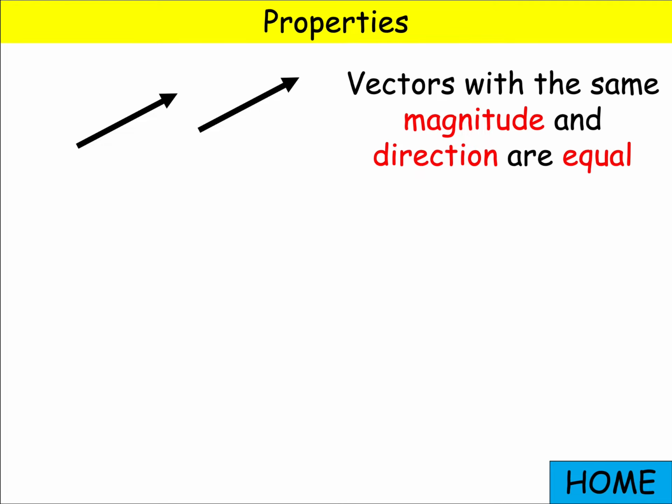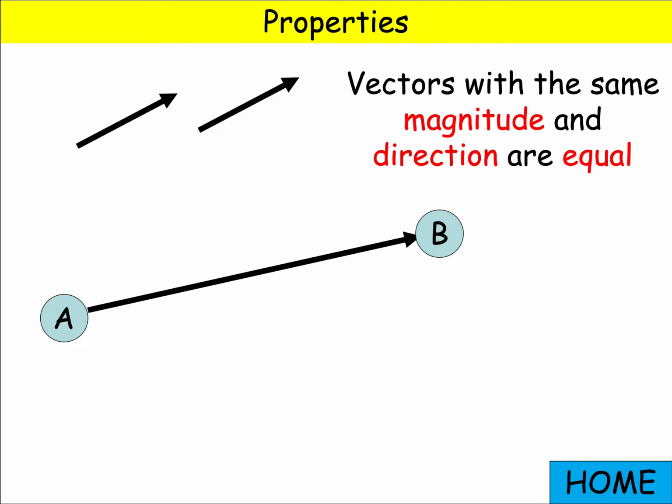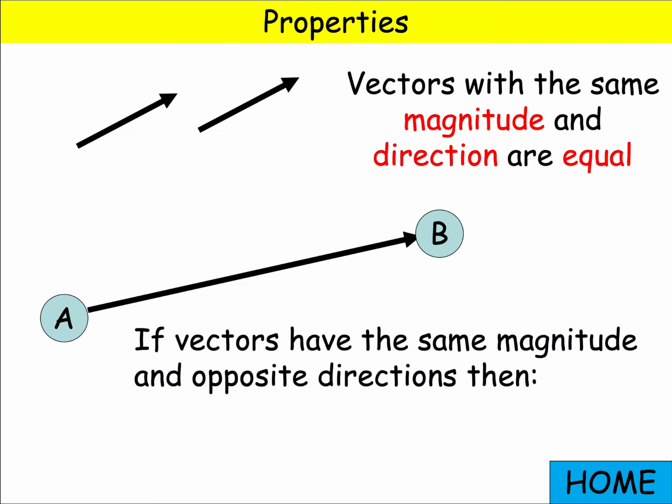Vectors with the same magnitude and direction are equal. These two vectors are equal. They are pointing in the same direction and they have the same length or magnitude. If vectors have the same magnitude and opposite directions, then the vector AB, which is equal to little a, means the vector BA is equal to minus little a.